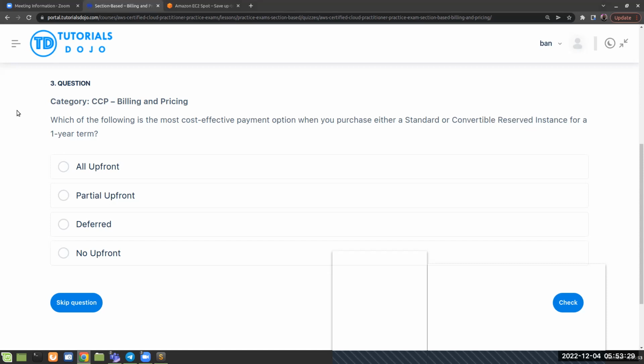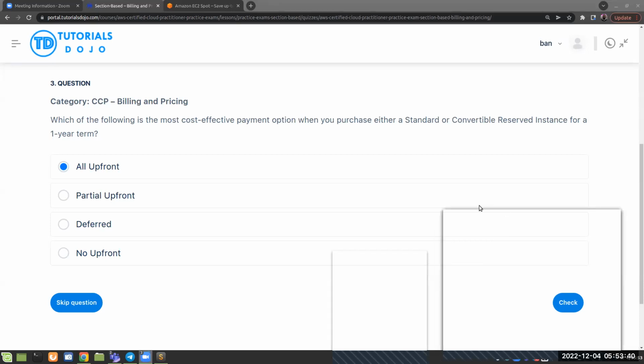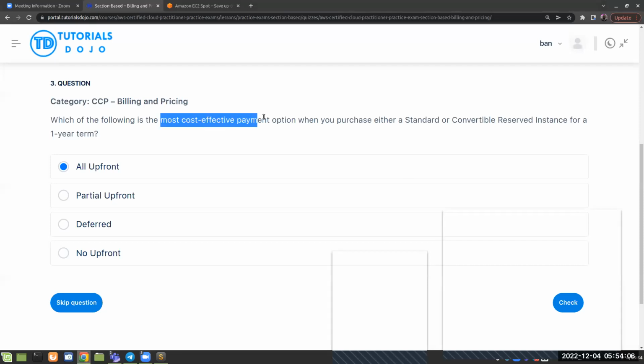All upfront. Sorry, you say all upfront? All upfront, yeah. Okay. Any support? I see what others says A as well. So the key part of the question is the most cost-effective payment option.